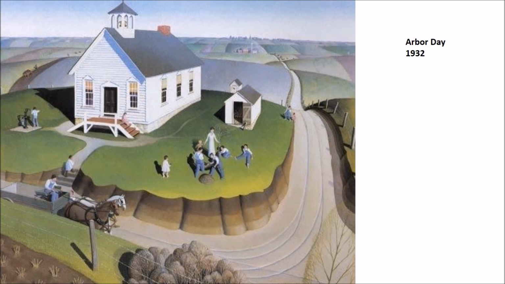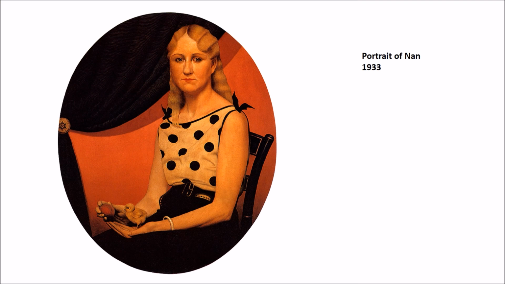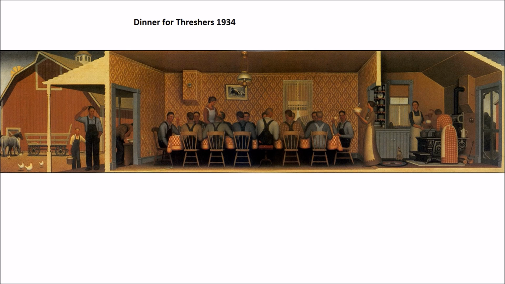This is the painting that's referenced on the back of the quarter of Iowa. It's actually Arbor Day, this idea of this old schoolhouse, and very reminiscent of the schoolhouse we saw him going to and planting the actual tree. Portrait of Nan. Nan is his sister that we first encountered back in American Gothic. She'll be one of, if not the primary female model for many of his works.